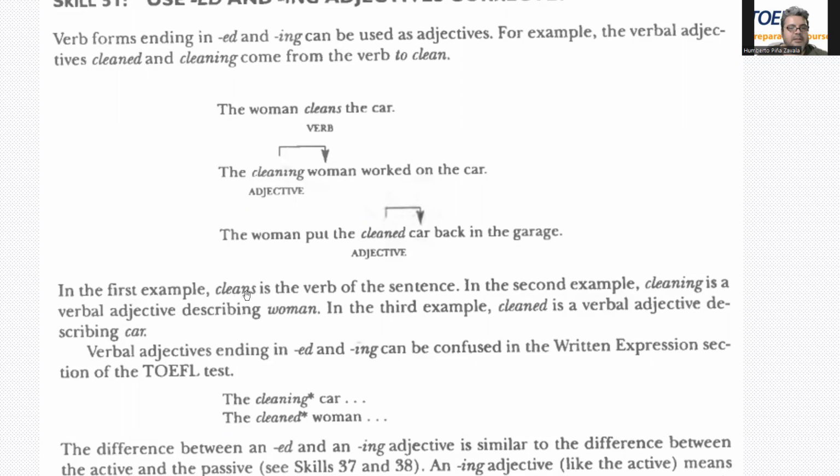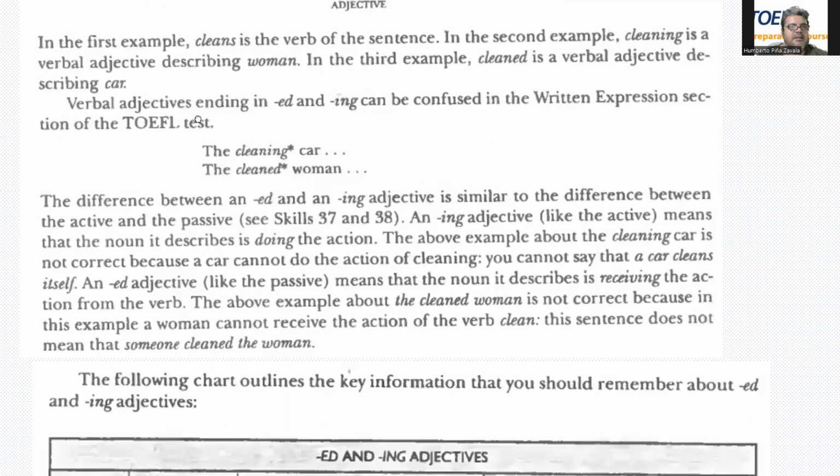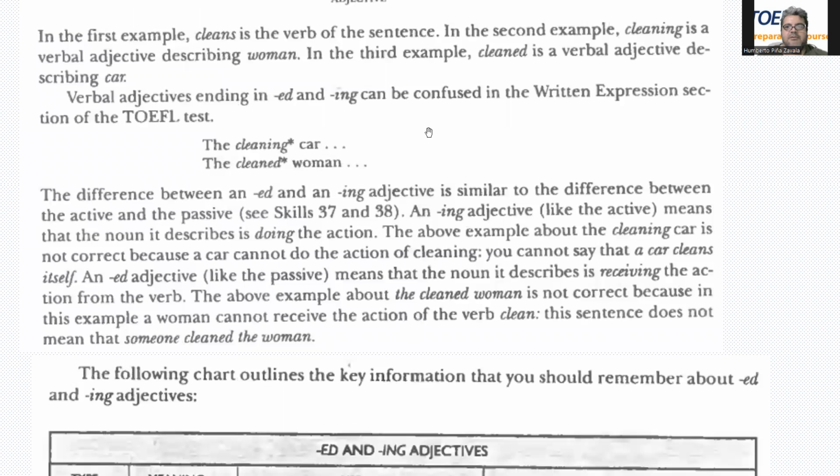So in the first example, cleans is the verb of the sentence. In the second example, cleaning is a verbal adjective describing the woman. And in the third example, clean is a verbal adjective describing the car. Verbal adjectives ending in ed and ing can be confused in the written expression section of the TOEFL test. The cleaning car, the clean woman.